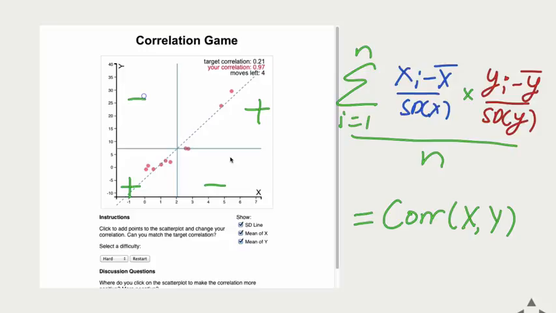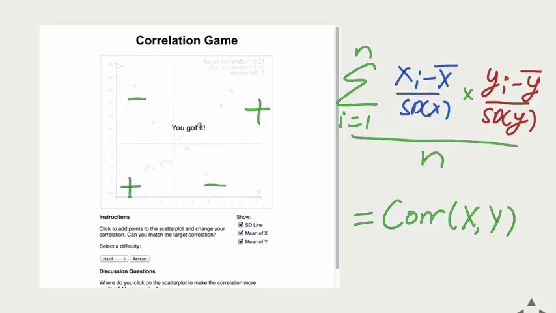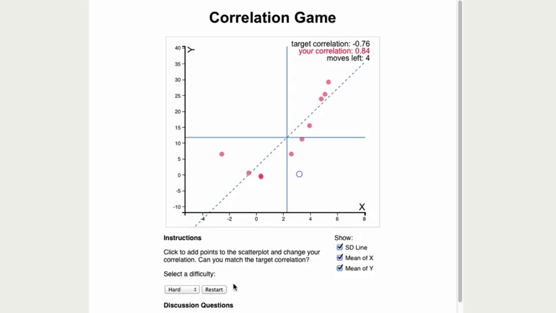Since our current correlation is 0.97 and our target correlation is 0.21, this suggests to me that we need to make the correlation more negative. As you can see, by adding points in the two negative quadrants, we decrease the correlation, and finally, we win. Okay, let's try something more difficult.